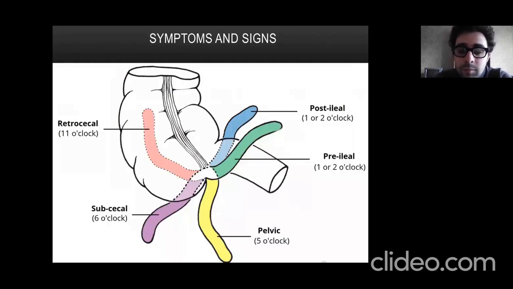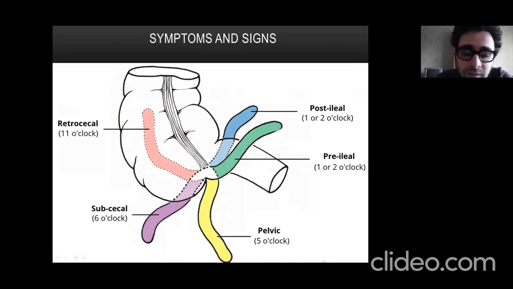Clinics is very variable. Why? Because appendix is very mobile. Pain will be in the place where the inflamed appendix is. But look, how many positions are here? This is typical position. Pre-ileal, post-ileal positions. There can be subsacral position, but here, pelvic position.